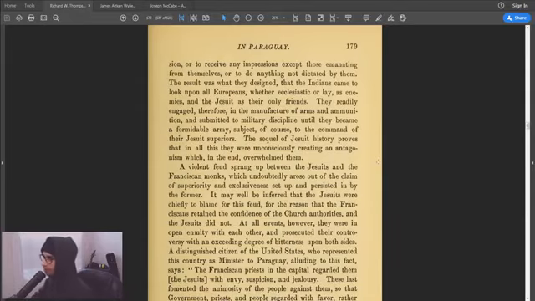overwhelmed them. A violent feud sprang up between the Jesuits and the Franciscan monks, which undoubtedly arose out of the claim of superiority and exclusiveness set up and persisted in by the former. It may be well inferred that the Jesuits were chiefly to blame for this feud, for the reason that the Franciscans retained the confidence of the church authorities and the Jesuits did not. At all events, however, they were in open enmity with each other and prosecuted their controversy with an exceeding degree of bitterness upon both sides.